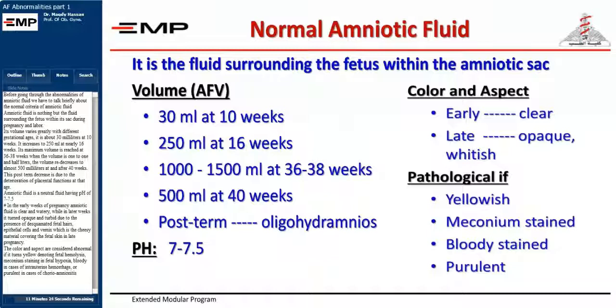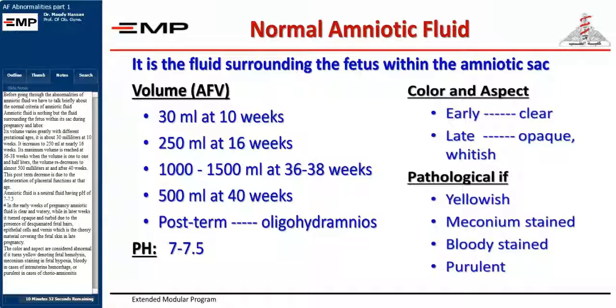It is about 30 milliliters at 10 weeks. It increases to 250 ml at nearly 16 weeks. Its maximum volume is reached at 36 to 38 weeks, when the volume is 1 to 1.5 liters. The volume decreases to almost 500 milliliters at and after 40 weeks. This post-term decrease is due to the deterioration of placental functions at that age. Amniotic fluid is a neutral fluid having a pH of 7 to 7.5.